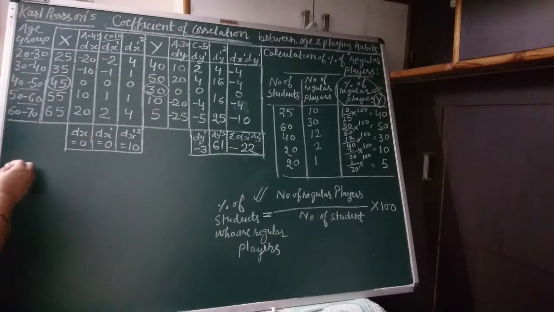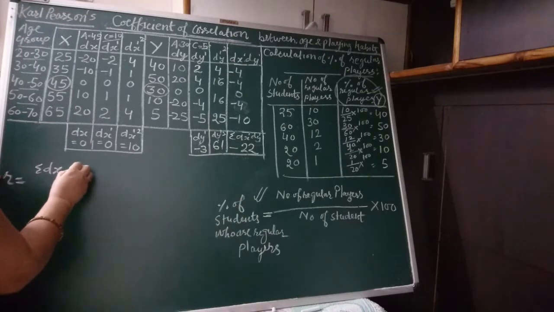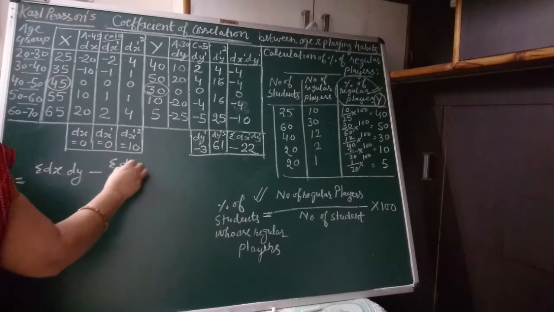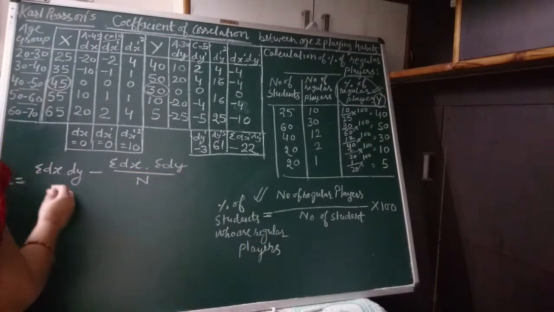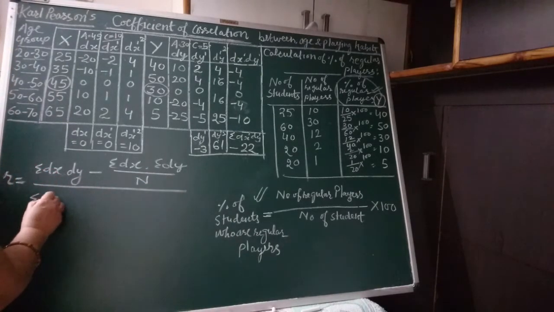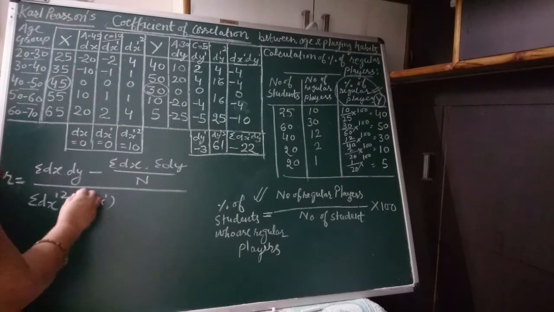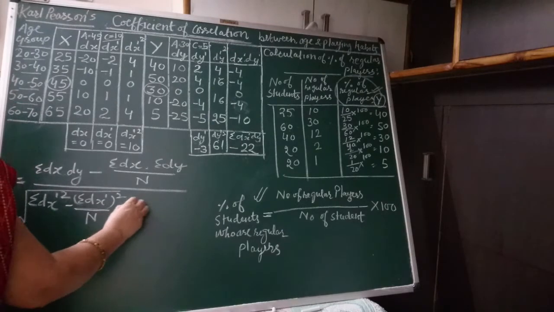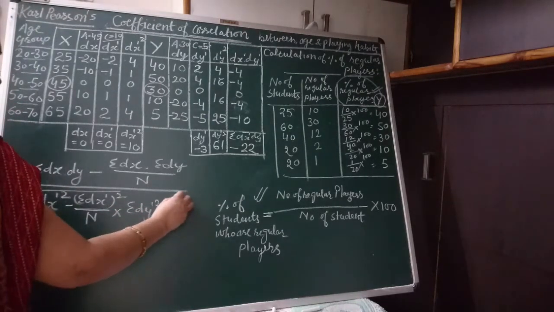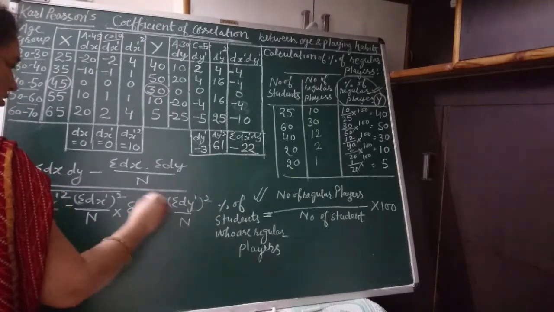Now let us put the values in the formula. Karl Pearson's coefficient of correlation r is equal to sigma dx dash dy dash minus sigma dx dash multiplied by sigma dy dash divided by n, whole divided by the square root of sigma dx dash square minus sigma dx dash whole square divided by n, multiplied by the square root of sigma dy dash square minus sigma dy dash whole square divided by n.